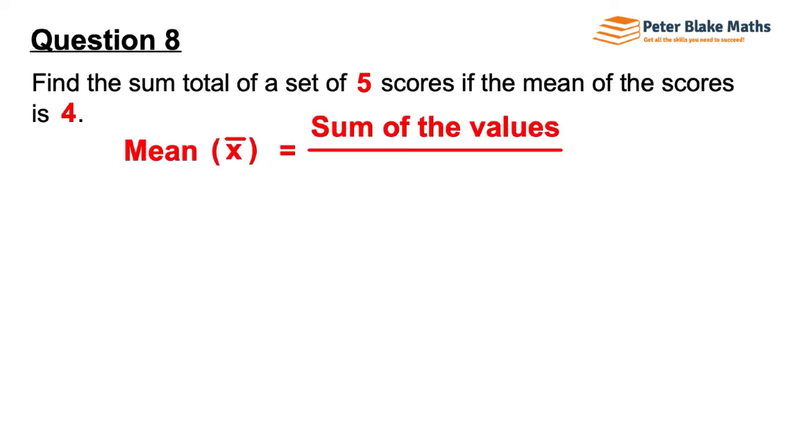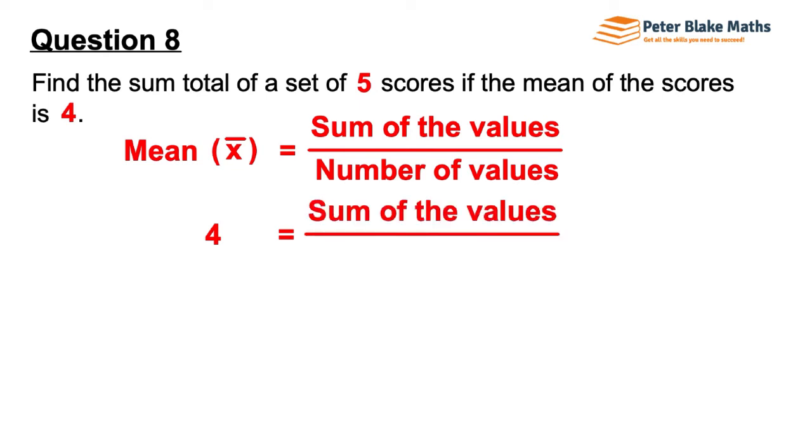Our mean is found by taking the sum of the values divided by the number of values, or the sum of the scores divided by the number of scores. But here we've been given a mean in the question of 4, so we'll put that where the mean is in our formula. And we've been told that we have a set of 5 scores, so we can put that where we've got the number of values. So we've really substituted the values from the question into the formula that's usually used to find the mean, and we'll go from there.